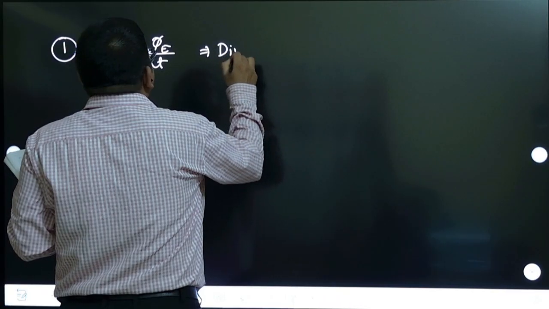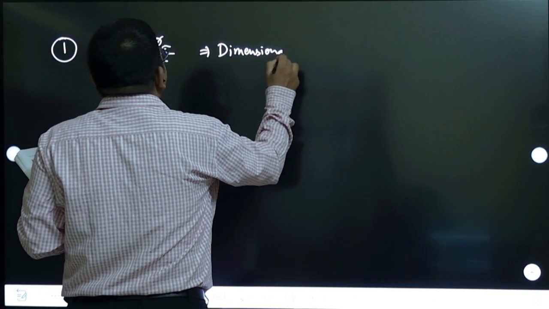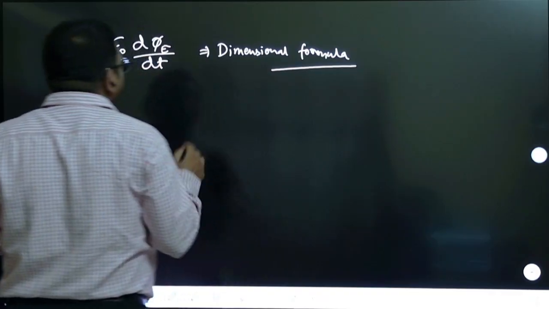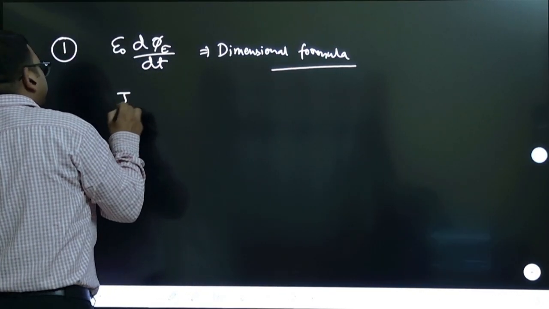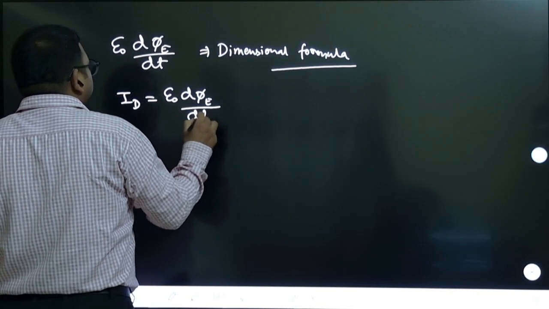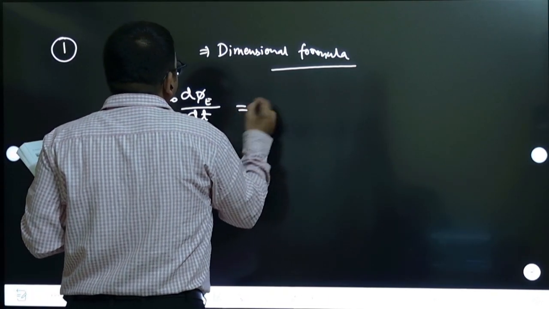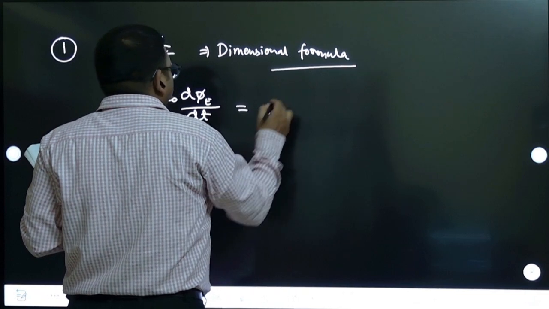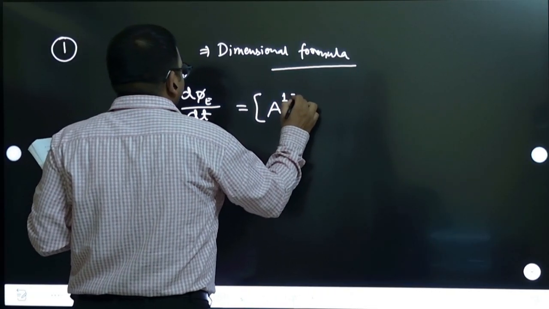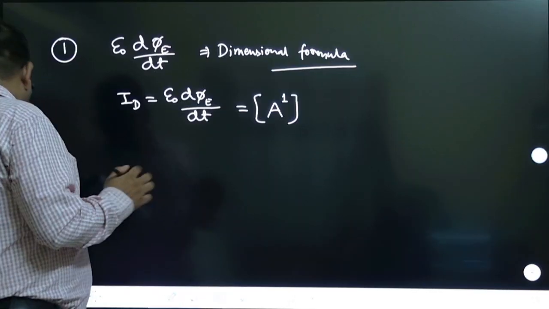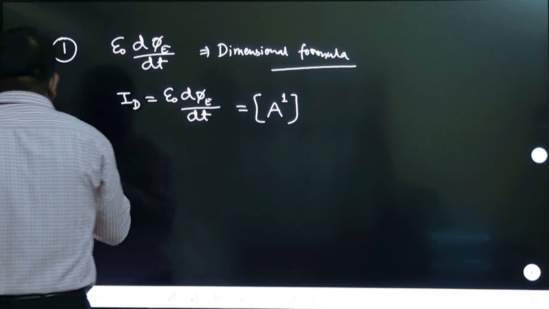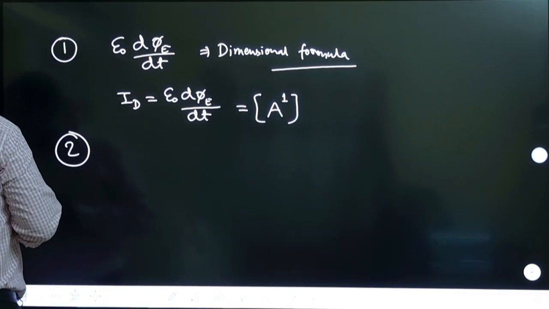Dimensional formula is what? This is displacement current, right? So if this is displacement current, it has a dimension of current. Current dimension is to the power 1. All others are 0, 0, 0. That's the dimensional formula. Current is a fundamental quantity. Over. Next, let us go to next question.